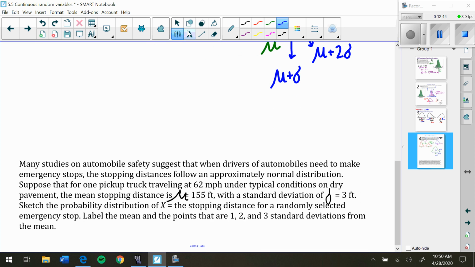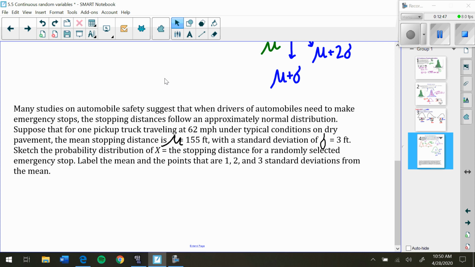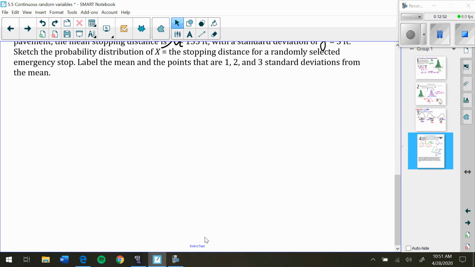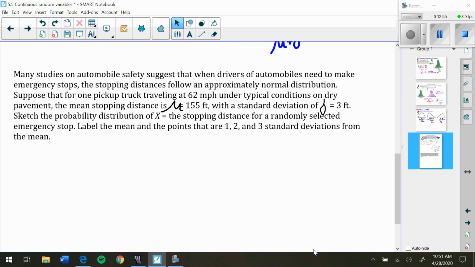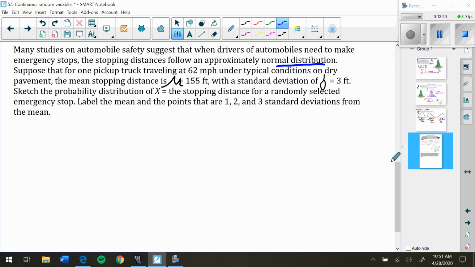Well, let's do one example together. Many studies on automobile safety suggest that when a driver of a car needs to make an emergency stop, the stopping distance follows an approximately normal distribution. Suppose that for one pickup truck traveling at 62 miles per hour under typical conditions on dry pavement, the mean stopping distance is 155 feet, and it has a standard deviation of 3 feet. Sketch the probability distribution of x, the stopping distance for a randomly selected emergency stop. Label the mean and the points that are 1, 2, and 3 standard deviations from the mean.